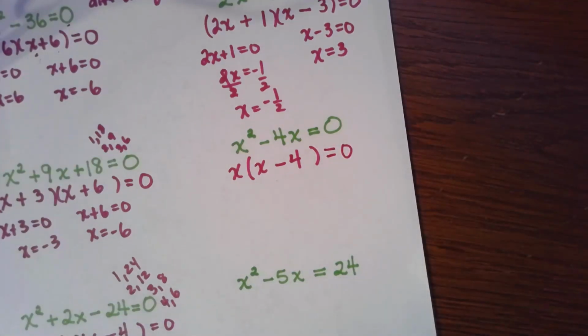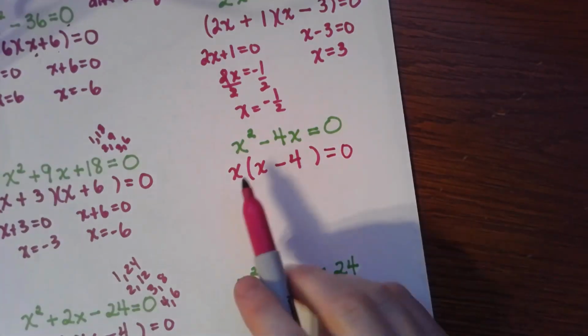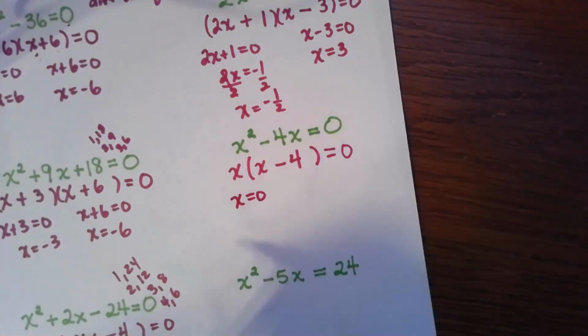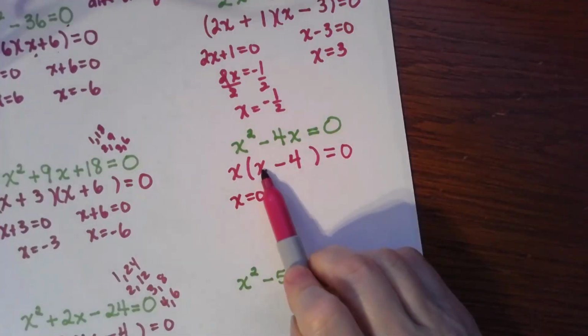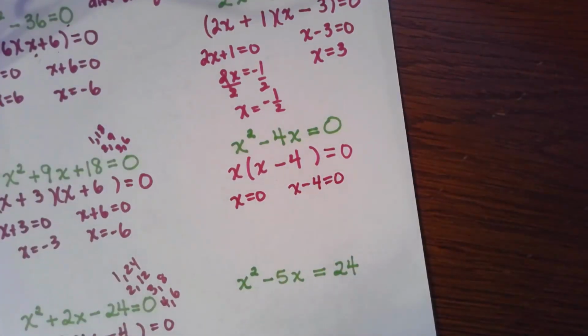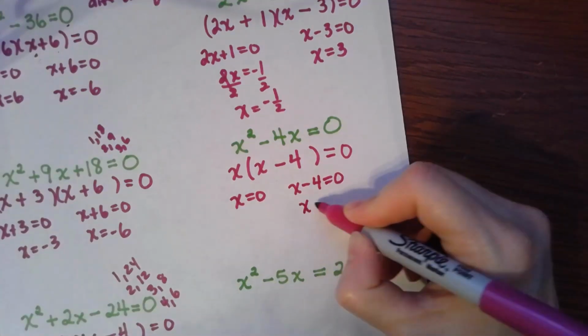Okay, and now once again we have two factors. We have x, so either that factor x equals 0, or this factor x minus 4 equals 0. And what would make that factor 0? Well, that would be when x is 4.